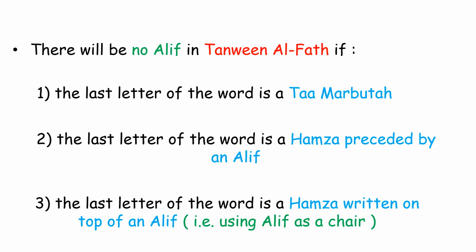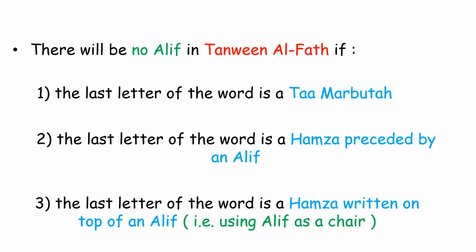There will be no alif in تنوين الفتح if the last letter of the word is a تا مربوطة, or if the last letter of the word is a hamza preceded by an alif, or if the last letter of the word is a hamza written on top of an alif, i.e. using alif as a chair. So, these are our 3 exceptions. For a full explanation, please refer back to the previous series. The link is on the screen.